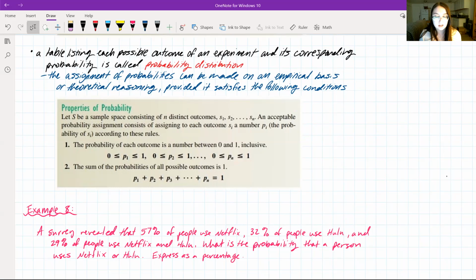So number 1 being the probability of each outcome is a number between 0 and 1 inclusive, so it can be 0 and it can be 1 or anything in between. And number 2, the sum of the probabilities of all possible outcomes is 1. So we have the sum of all the probabilities equal to 1. So basically we say that we can have a probability distribution as long as each one of these conditions is satisfied.